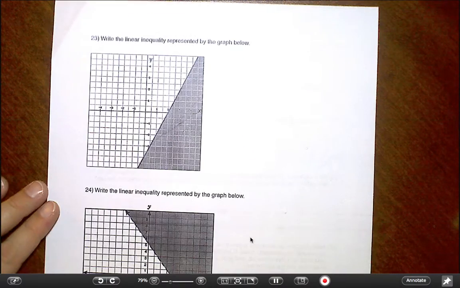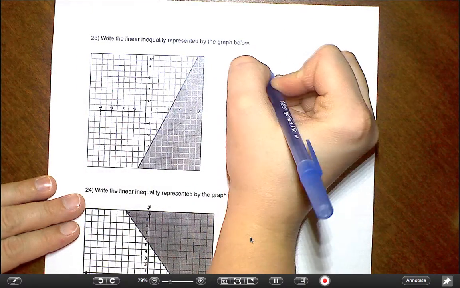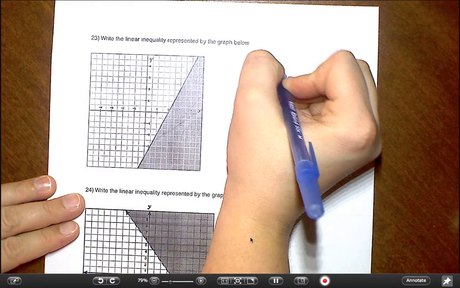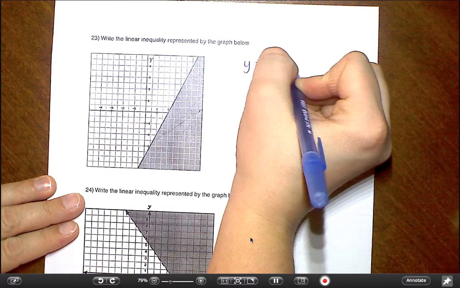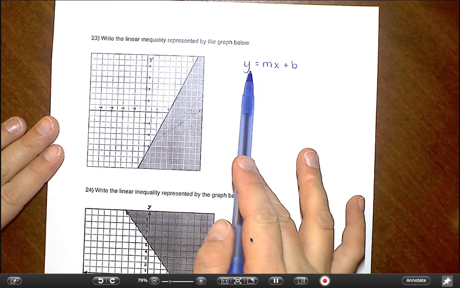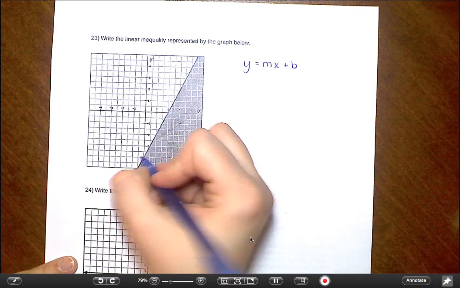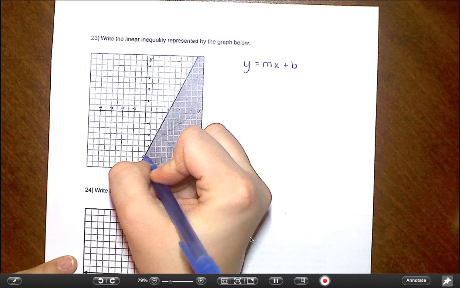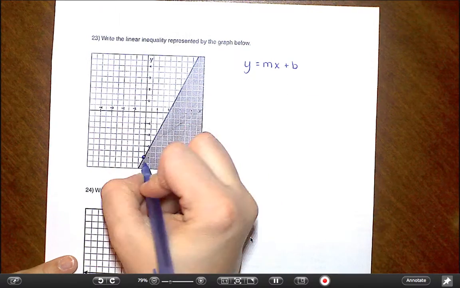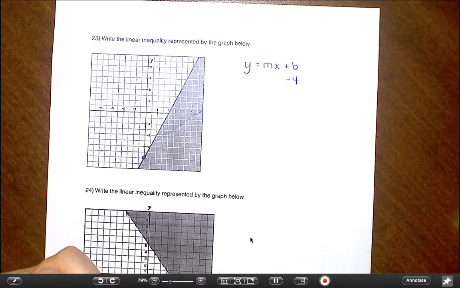So looking at 23, here's what I always do, is I start with this in mind. y equals mx plus b. And then I fill in my pieces. And I don't know why I always start down here and work my way backwards. It really doesn't matter. My y-intercept, that's where it crosses the y-axis. So that'd be this point right here. And that's at -4. So I know that my b is going to be -4.